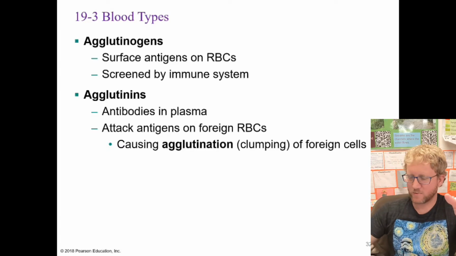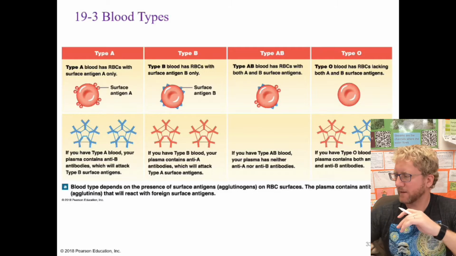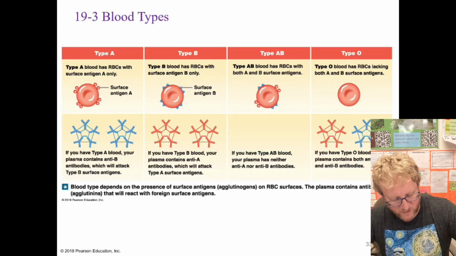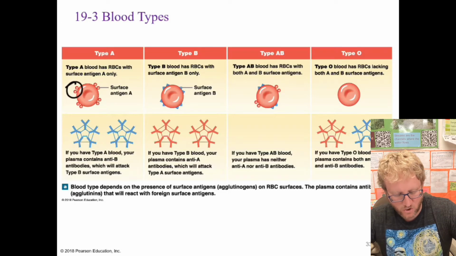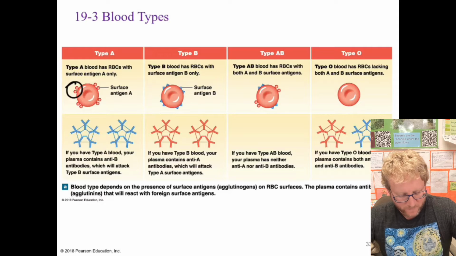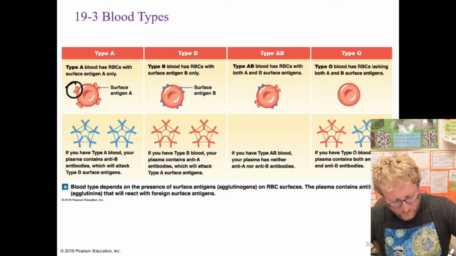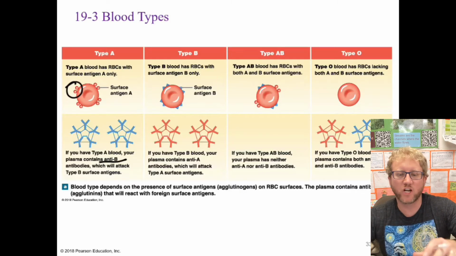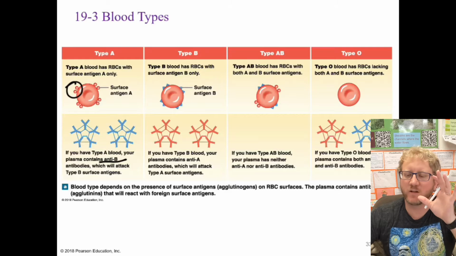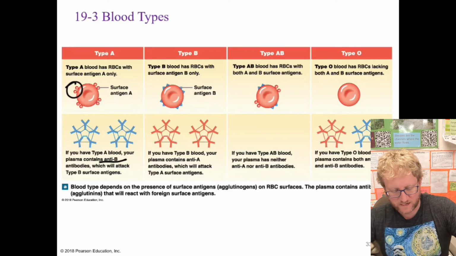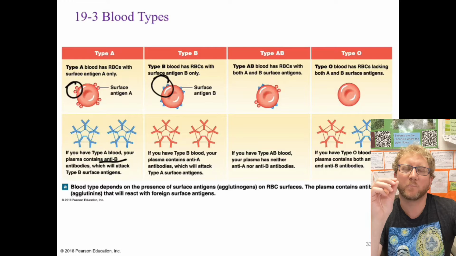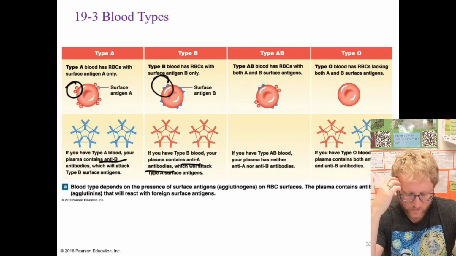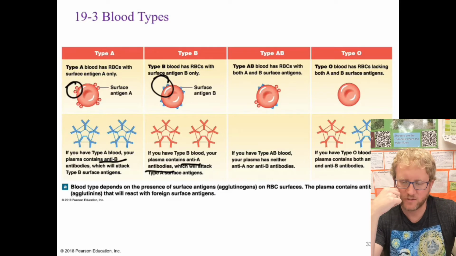So how it ends up working out then, if you have type A blood, you have A antigens on your red blood cells. You have anti-B antibodies floating around in your blood, which are looking for B antigens on blood cells. If you have type B blood, it's backwards. You have B antigens and anti-A antibodies floating around looking for type A antigens.